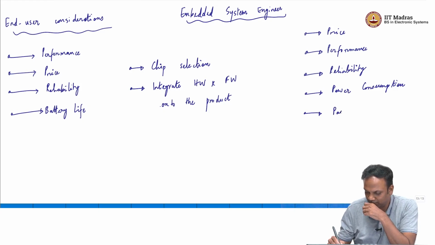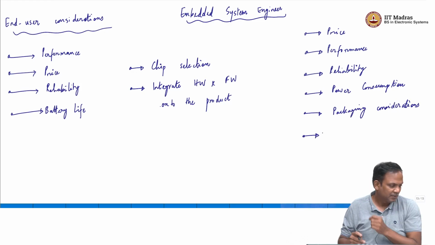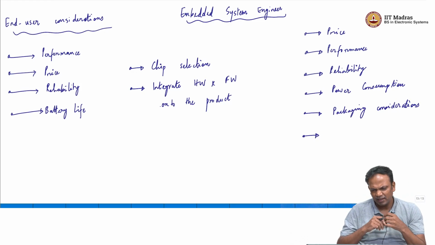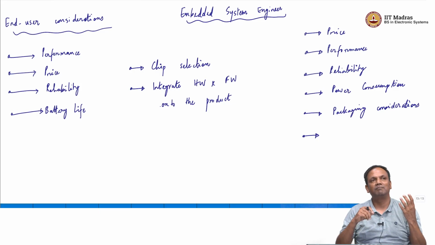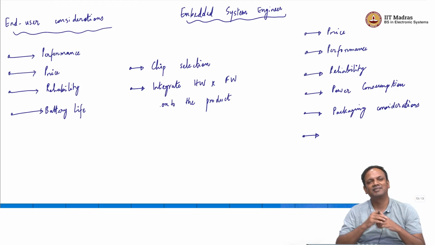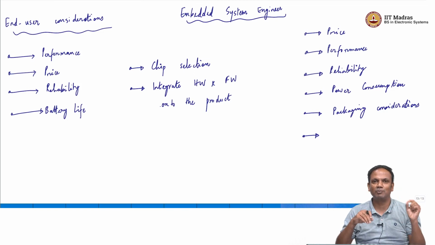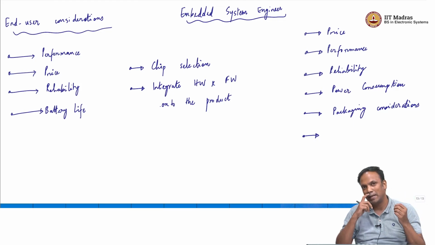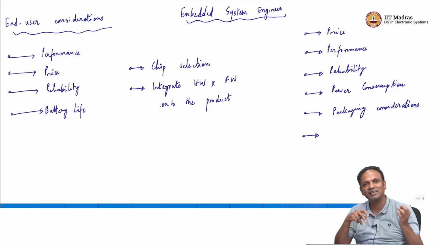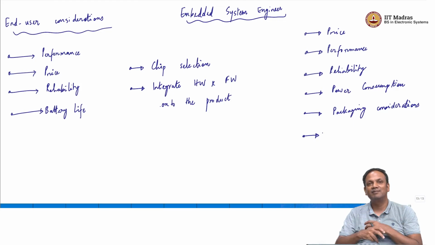So, the type of package or packaging considerations, and also the form factor. Now, for example, you can say that I am building, again, a Bluetooth headset, let us say in the form of an earbud. I have only so much space, and in that space I have to put a battery, I have to put this PCB, I have to maybe put some other components as well, which means that the amount of real estate available for me is extremely small.